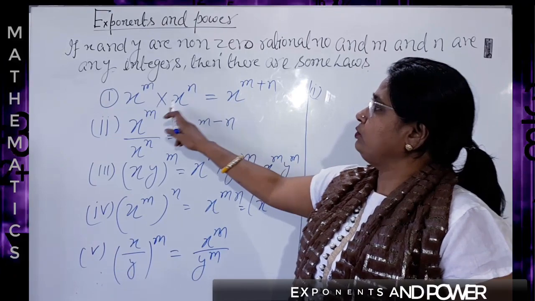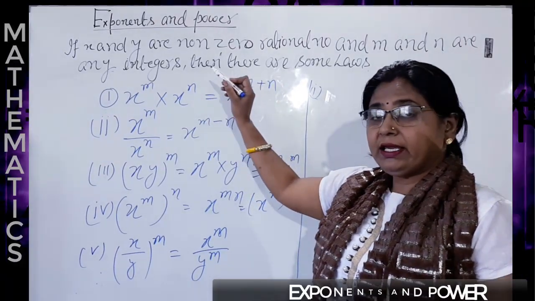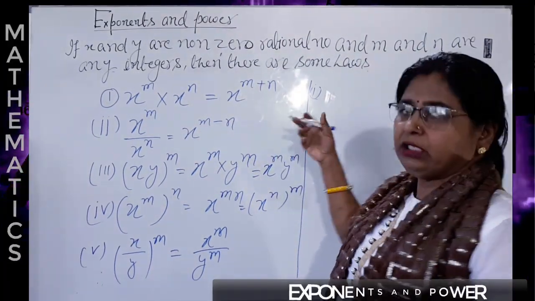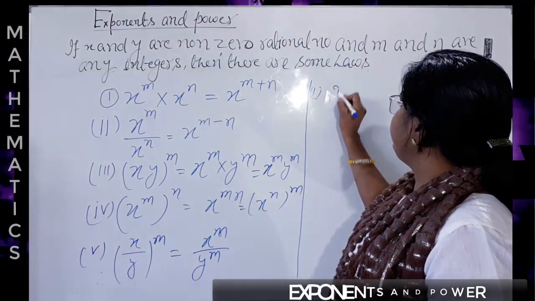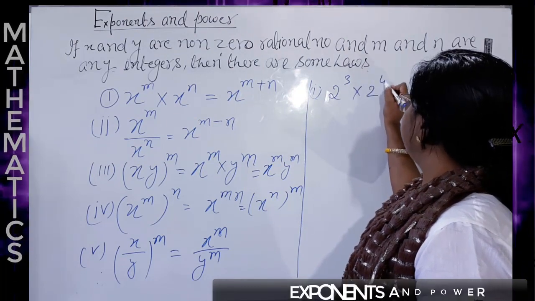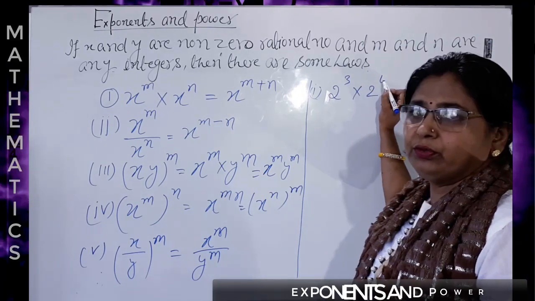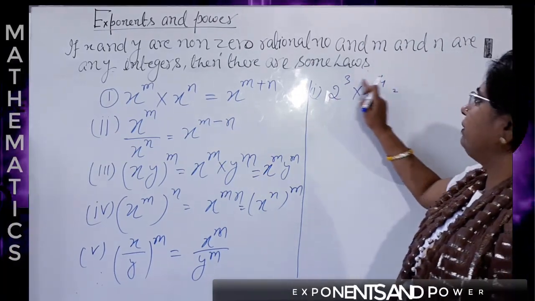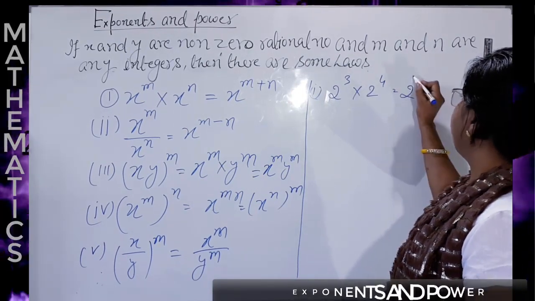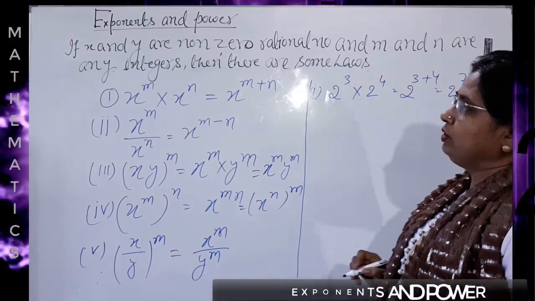x to the power m into x to the power n is equal x to the power m plus n. Already I have supposed x is any rational number. Suppose 2, 3, 4 also a rational number. Suppose I am taking 2 to the power 3 into 2 to the power 4. Bases are same, only their powers are different. And multiplication, then 2 to the power 3 plus 4. It is 2 to the power 7.